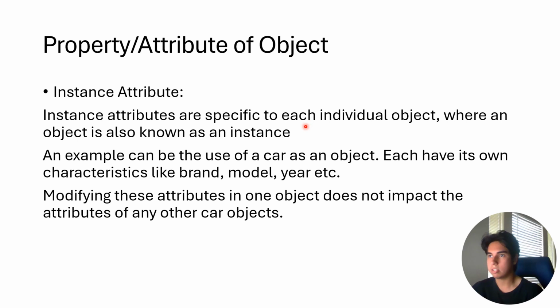Properties and attributes of an object. Instance attributes are specific to each individual object, where an object is also known as an instance. An example can be the use of a car as an object. Of course, you can use whatever you want. You can talk about animals, you can do a bank account, it's basically up to you. Each has its own characteristics like brand, model, year, and etc. Modifying these attributes in one object does not impact the attributes of any other car objects. So adding or modifying should not change any car objects already done before that, right?